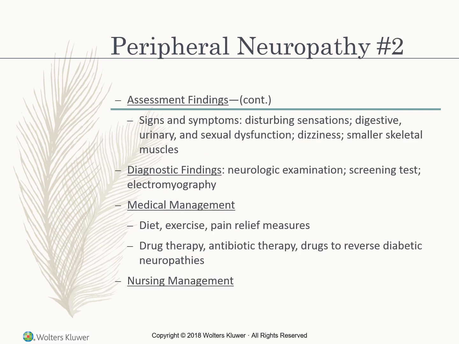So let's talk about diagnostics. A neurologic examination will validate that when a tuning fork is in contact with the skin of the extremities, the client will actually have a diminished vibratory sense. Some loss of protective sensation, the ability to sense and differentiate hot and cold, sharp and dull, soft and rough stimuli will occur.